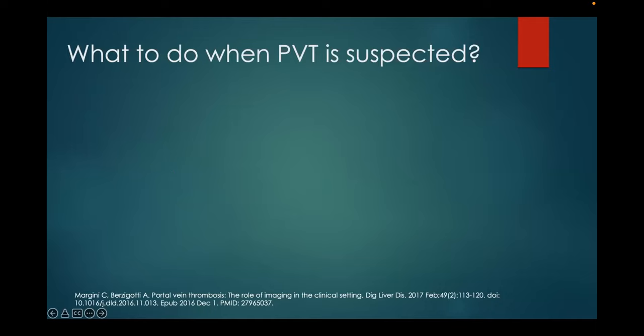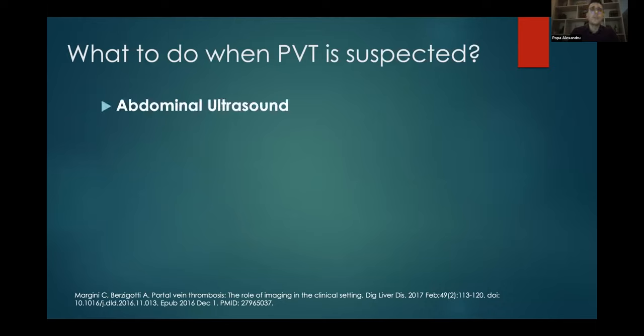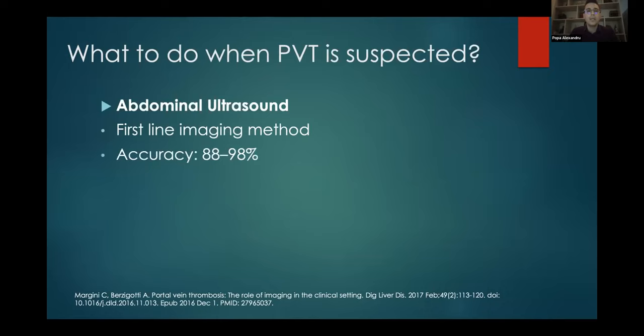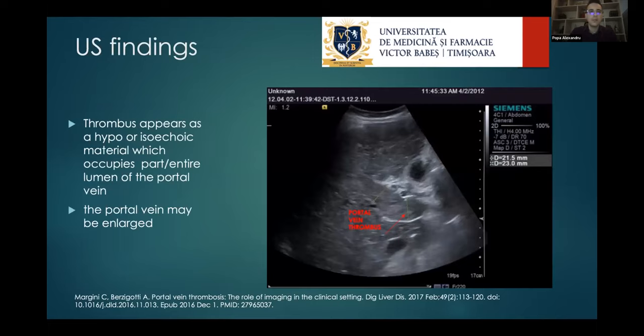So what do we do when portal vein thrombosis is suspected? The first thing we can do is abdominal ultrasound, which is considered to be the first-line imaging method that can be used. It has an accuracy between 88% and 98% for the detection of portal vein thrombosis, with a sensitivity and specificity of above 80%. So how does it look?